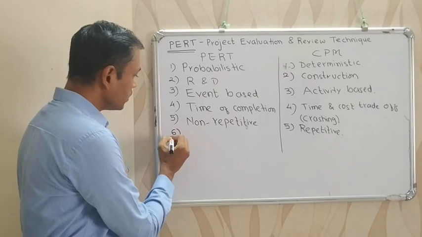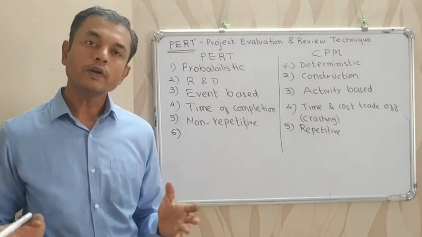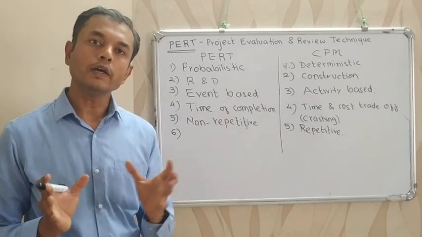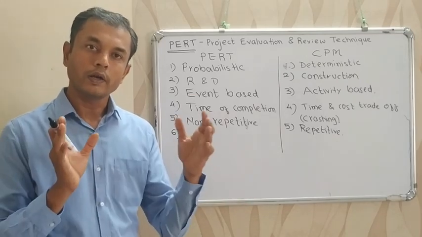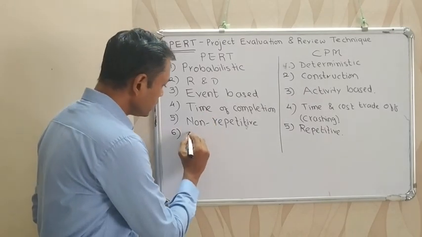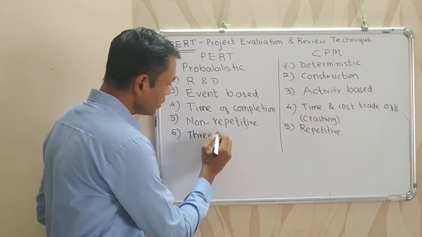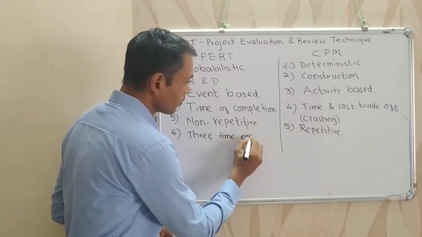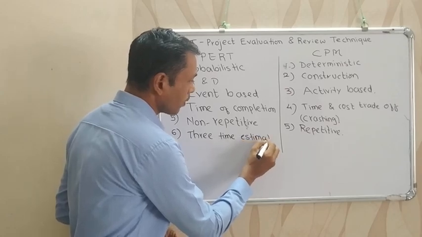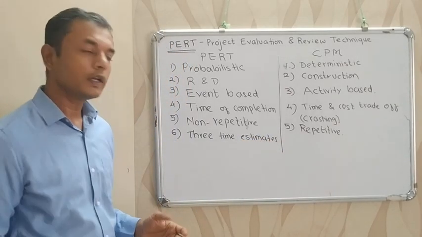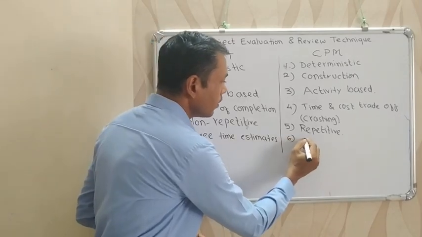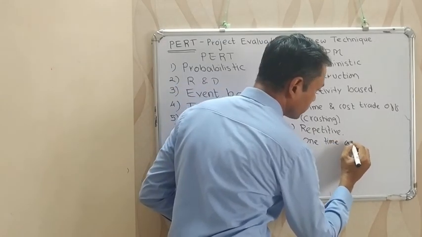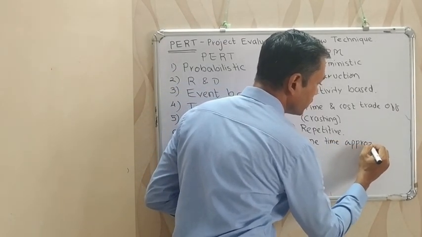Another difference is that in PERT we use 3 time estimates, and from these 3 times we get the estimated value of activity time. We will discuss this in detail. Whereas in critical path method there is 1 time approximation, and that is deterministic.